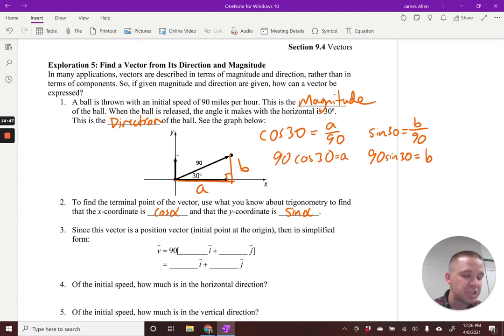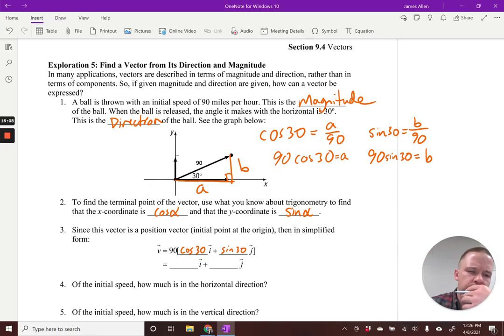Since this vector is a position vector, and remember, a position vector has its initial point at the origin, we're starting at the origin. Then its simplified form is going to be 90 times, let's see here, we got cosine of 30 i hat, and then sine of 30 j hat.